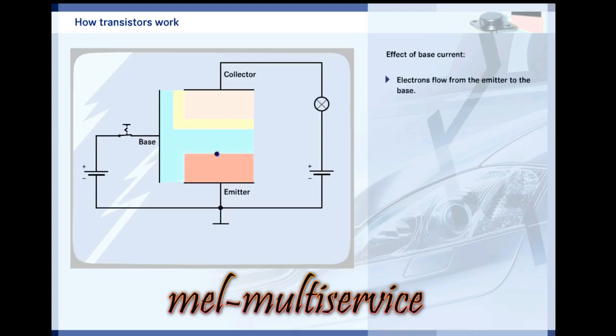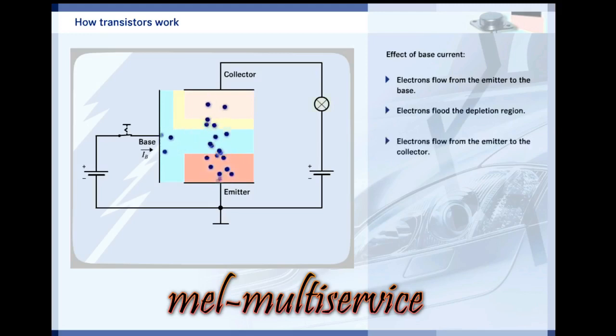With this polarity, the lower depletion region disappears and electrons flow from the emitter to the base. Note that the physical current direction is the opposite of the conventional current direction. Electrons also flood the upper depletion region. Now enough charge carriers are available for electrons to flow from the emitter to the collector as well. This current is about 100 times higher than the base current. This is what the amplifying effect of a transistor is based on.